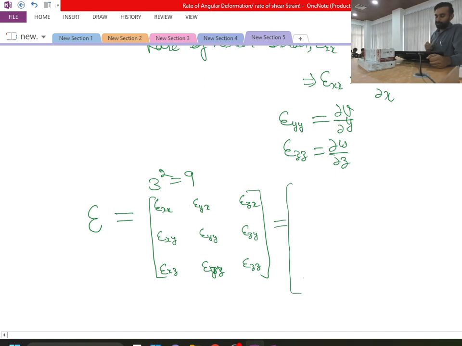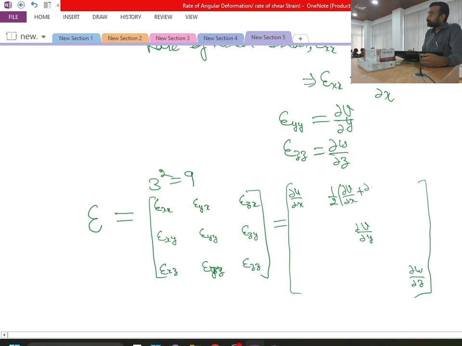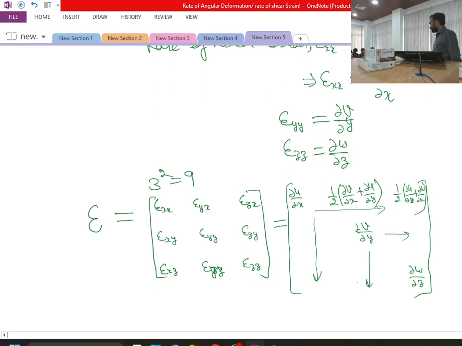Inside this you can now substitute all the values. What are the linear strains? Del u by del x, del v by del y and del w by del z. So my diagonals are frozen now. After diagonals, what do I have? Shear, which will be half of, for xy, del v by del x plus del u by del y. Then here it will be half of del u by del z plus del w by del x. Like this you can fill out all the entries and ultimately you will find that this is a symmetric one. Whatever entry you have in this direction, the same will be the entry over here. This entry and this entry will be the same. So this is nothing but a symmetric strain tensor.